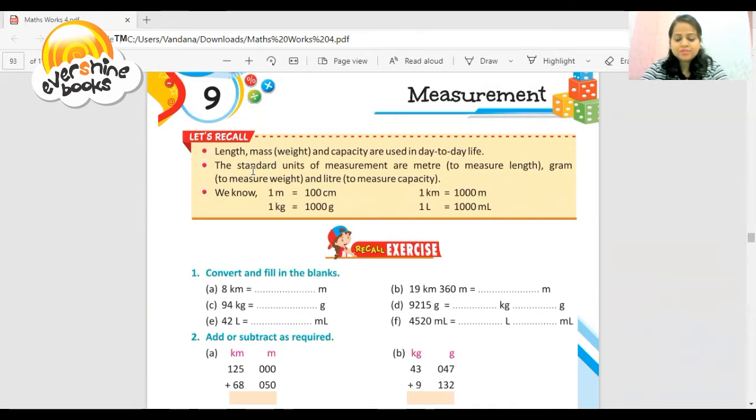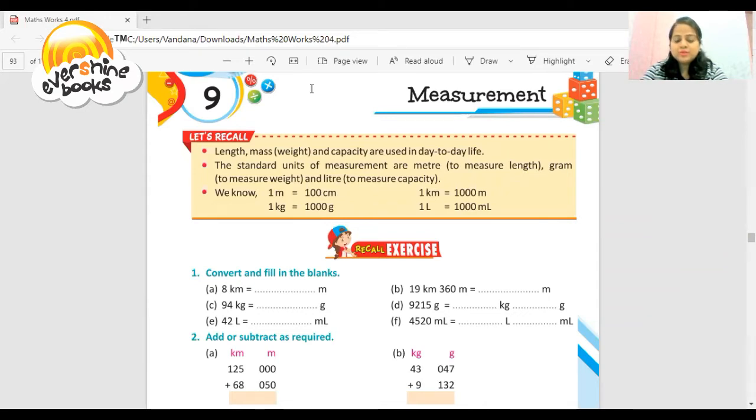The standard units of measurement are meter to measure length, gram to measure weight, and liter to measure capacity. We know 1 meter is equal to 100 centimeter, 1 kilogram is equal to 1000 grams, 1 kilometer is equal to 1000 meter, and 1 liter is equal to 1000 milliliter. These are very important formulas, so just take out your notebook and write carefully. Okay, now it's your recall exercise.